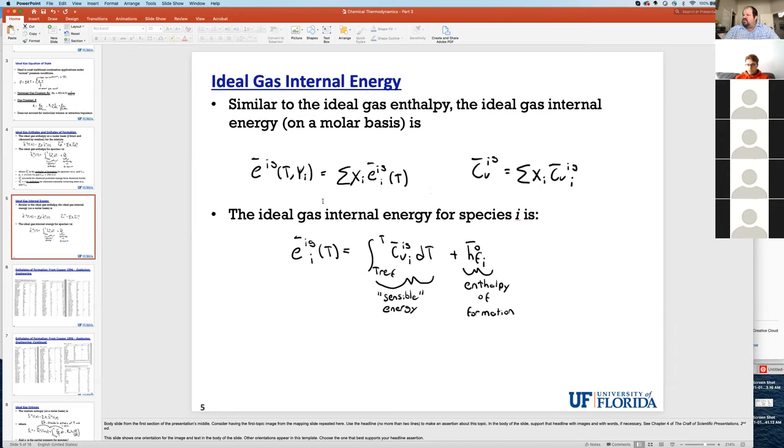The internal energy for a mixture is defined the same way as for the enthalpy, based on the sum of the mole fractions. And the internal energy for species i is very similar to the enthalpy for species i, except you integrate the constant volume specific heat, but you still add the same enthalpy of formation. Now, what is this enthalpy of formation?